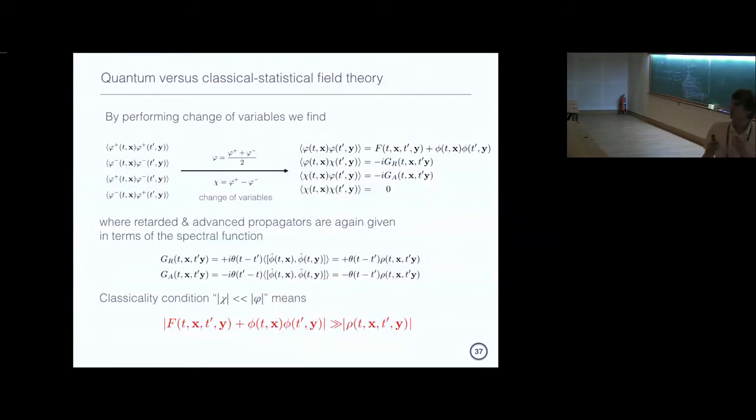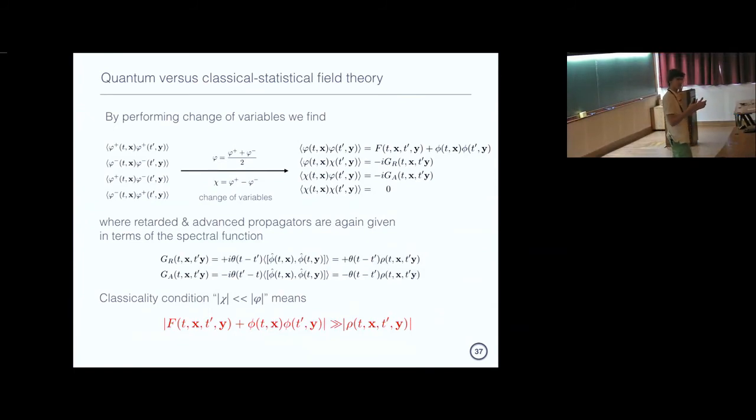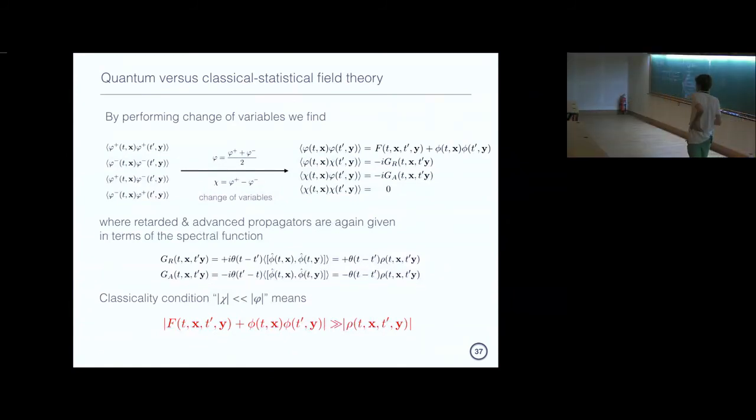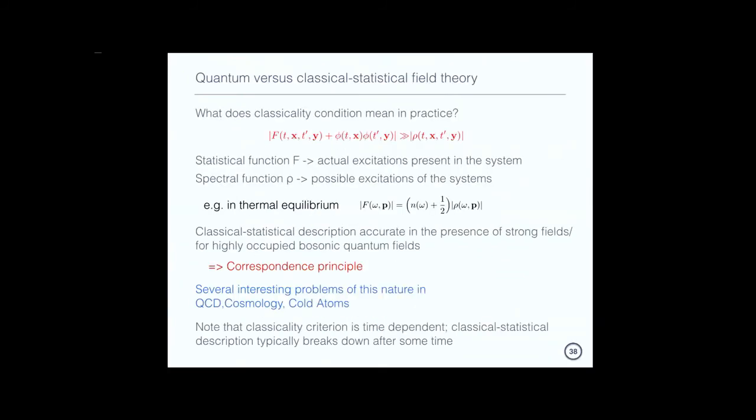The spectral function gives us the possible states in the system, right? What does the statistical two-point function give us? You said that it basically represents fluctuations. So is it like that we need fluctuations to overcome this spectral function thing? Right. So in essence it's like that: we need either large fluctuations in the system or strong classical fields.